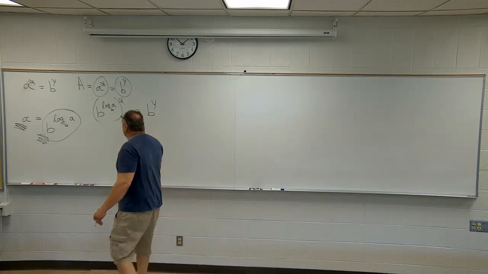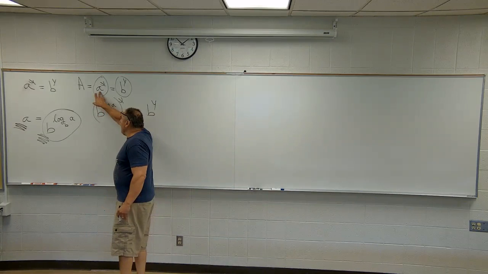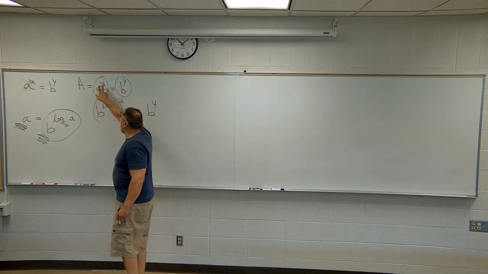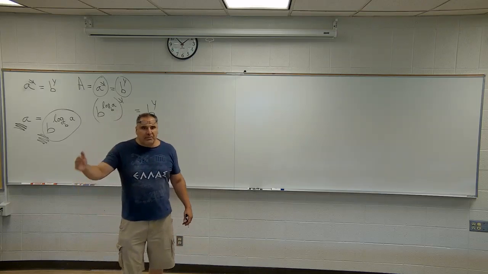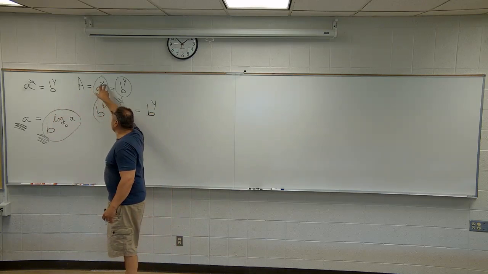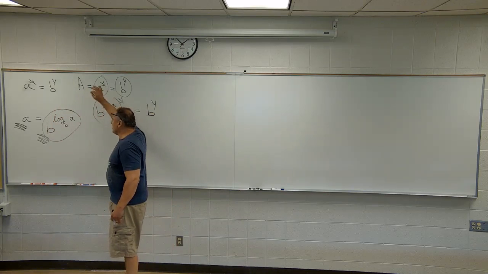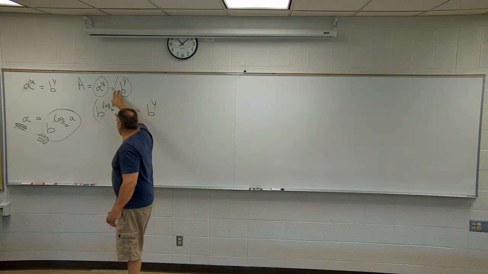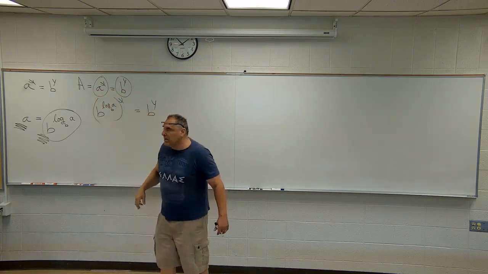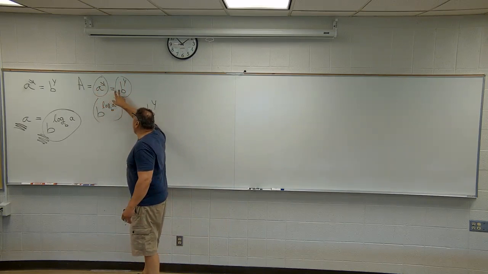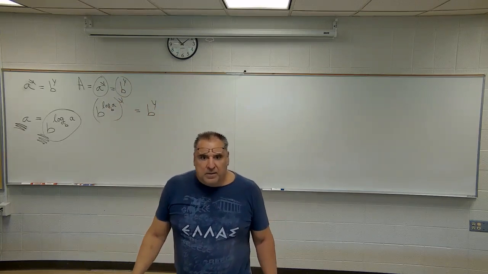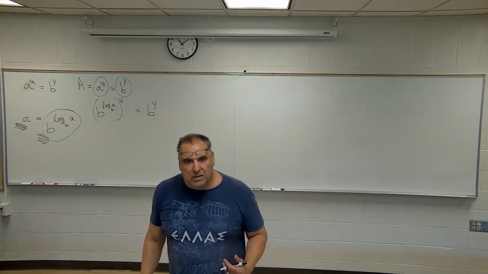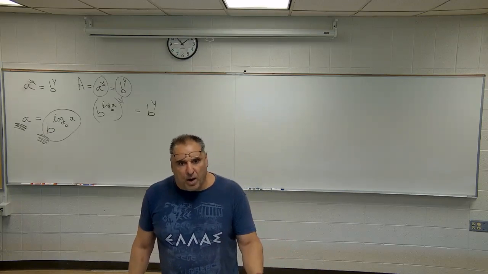Let's put it this way. Do you agree that 4 to the third power is 4 times 4 times 4, which is 64? If I got 8 to the second power, that is also 64. So 4 to the 3 equals 8 to the 2. What are they equal to? 64. 4 to the third is 64, 8 to the 2 is 64. That's capital A.